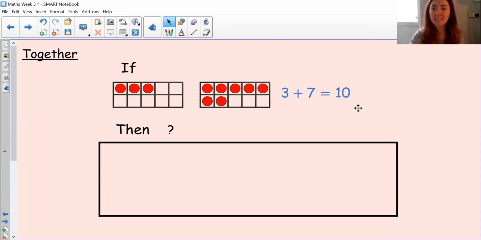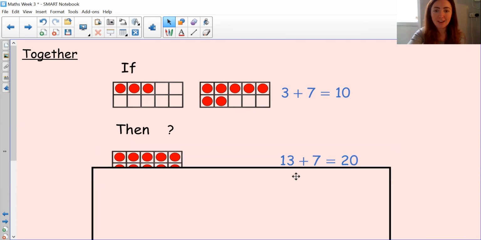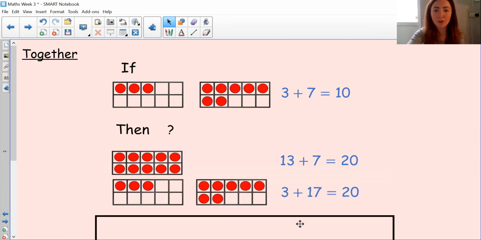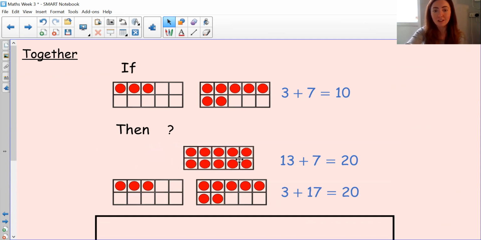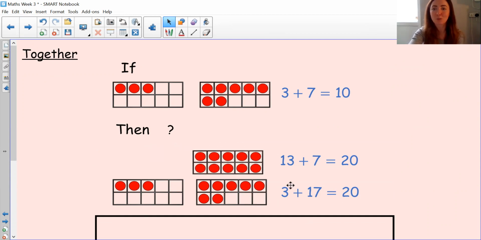Okay, so if 3 add 7 equals 10, then we also know that 13 add 7 equals 20, and 3 add 17 equals 20. Well done if you worked that out too.